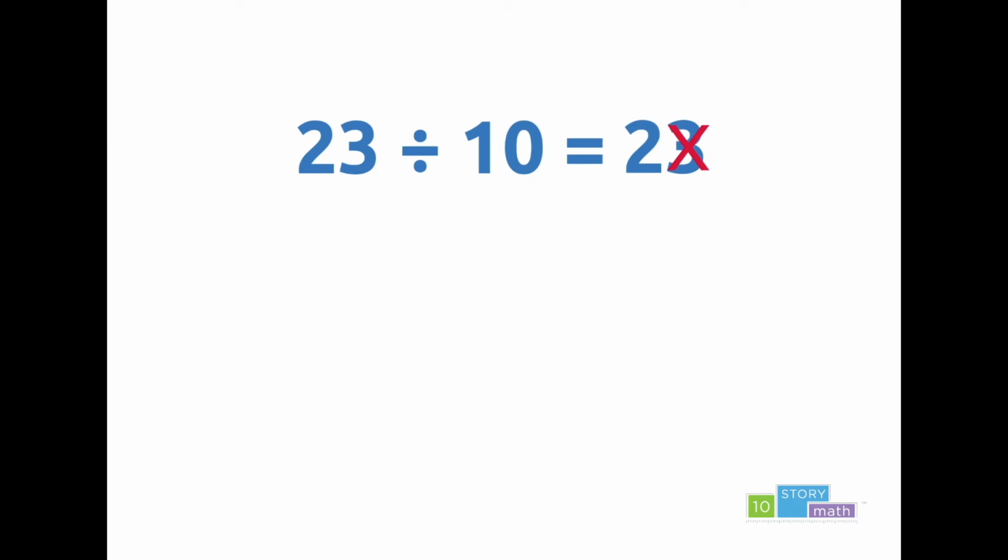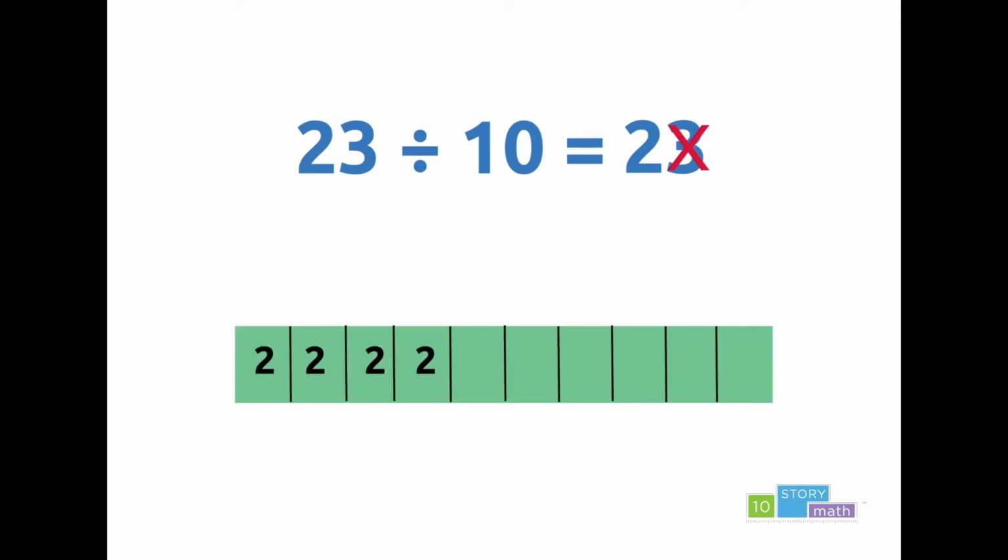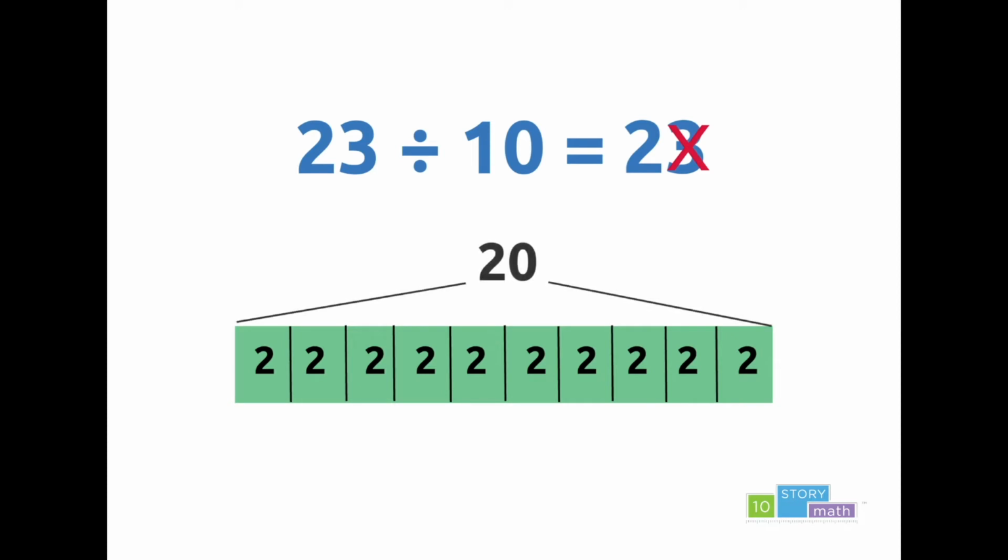By that logic, the answer would be 2, and that didn't feel right, because I knew that 2 times 10 equaled 20, not 23. And here's where I got really stuck. I knew that I should be able to count by a number 10 times and land on 23. I tried counting by 2s, I landed on 20.